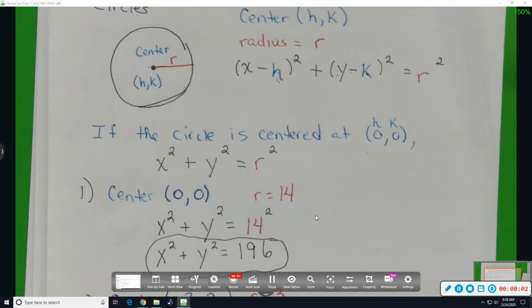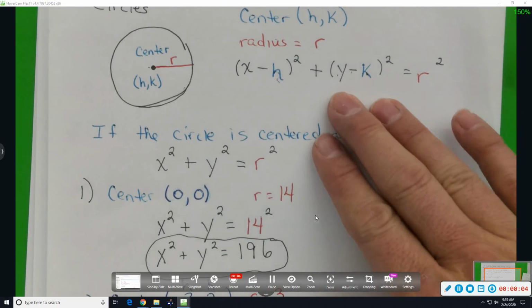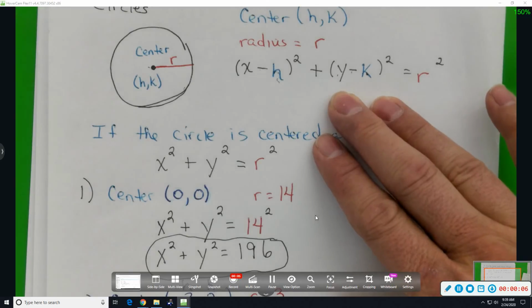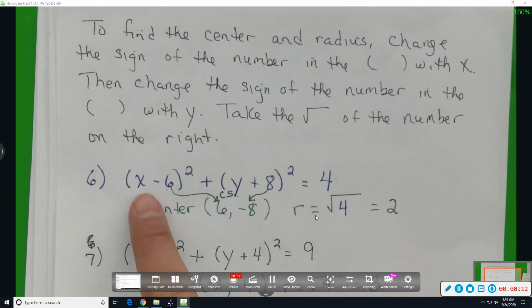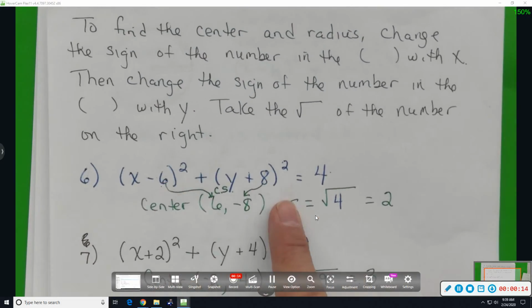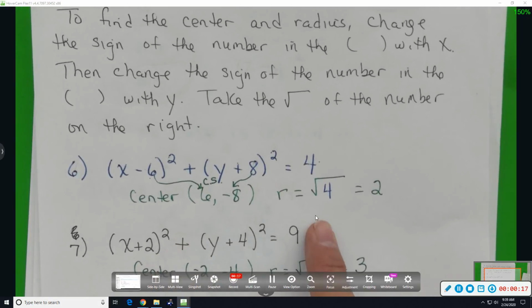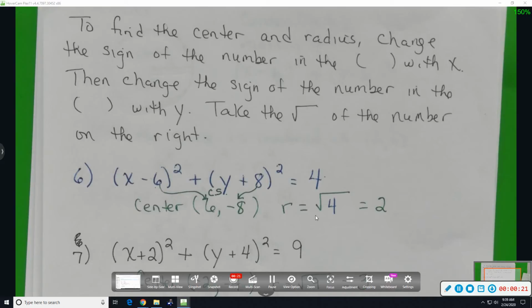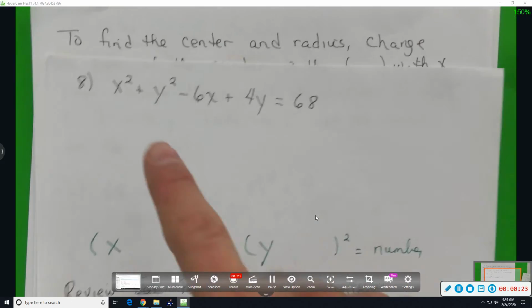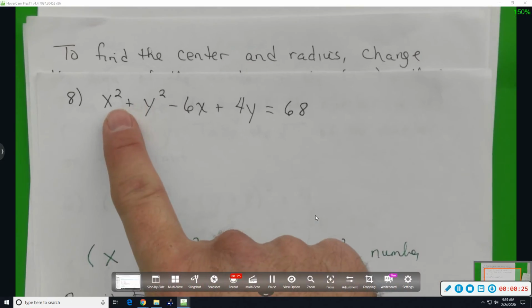So we're working on circles. We have the center radius form of the equation of a circle. And it's pretty darn easy if you have that equation written with the parentheses to find that center and radius. Change the sign, square root. Now, it's not quite so trivial if it's not written with the parentheses.